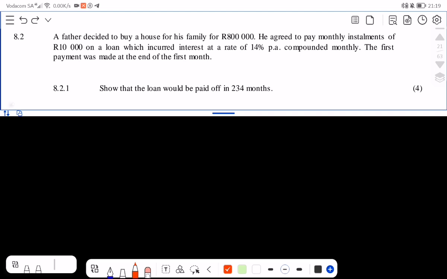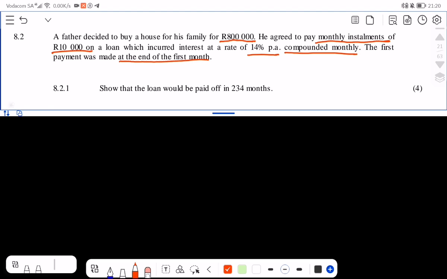A father decided to buy a house for his family for 800K. He agreed to pay monthly installments of 10K on a loan which incurred interest at a rate of 14% per annum, compounded monthly. The first payment was made at the end of the first month. Show that the loan would be paid off in 234 months.